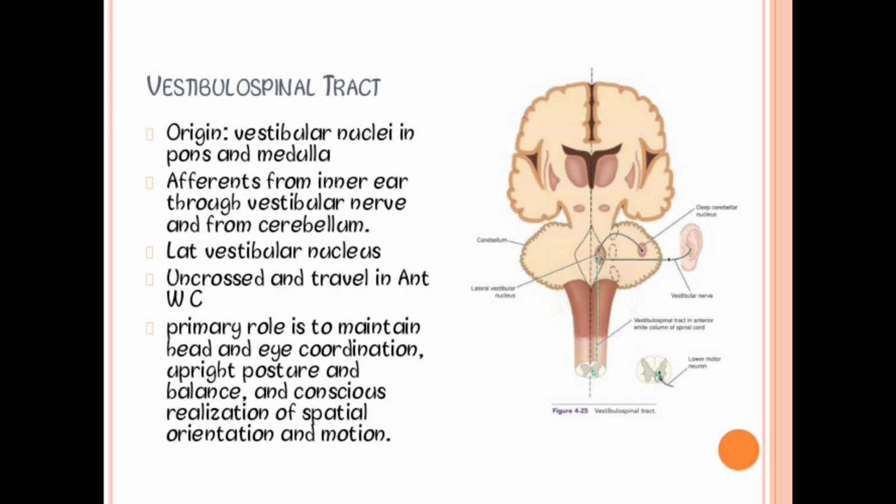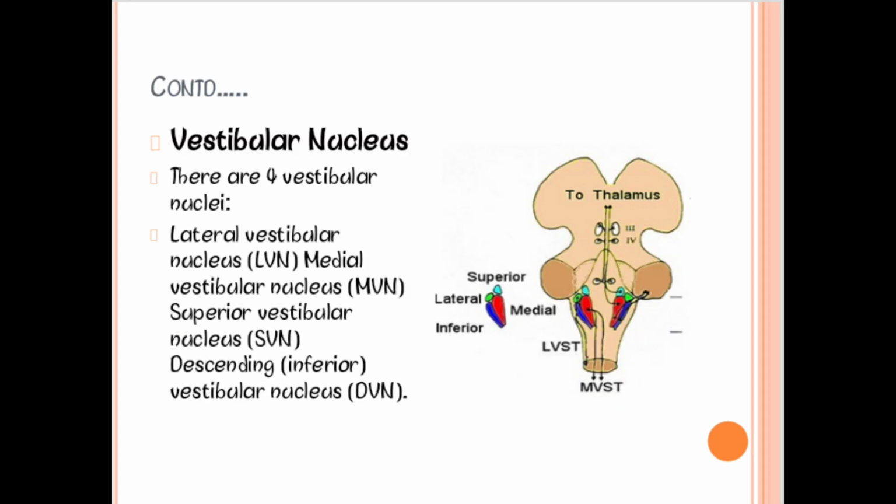Now let's talk about the function of this tract. First, as you know, they receive afferents from the inner ear and from the cerebellum, so it means that by this tract, they basically facilitate the activity of extensor muscles and they inhibit the activity of the flexor muscles, so it means that they are playing a role in our balance. And their other important role is that they maintain head and eye coordination, upright posture, balance, and conscious realization of spatial orientation and motion.